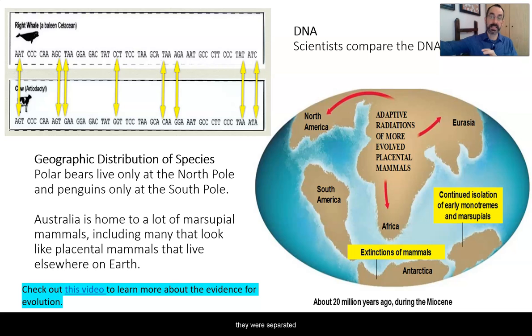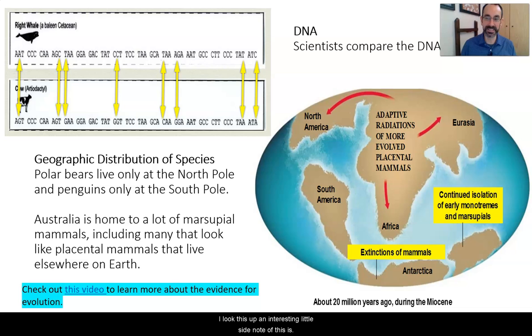And because they were separated, they have been growing and developing and evolving on Australia, while the placentals spread throughout the rest of the continents. So all of the mammals on North America, Africa, Eurasia, and South America are more closely related to each other than they are to the mammals on Australia, at least until we started bringing mammals to Australia.